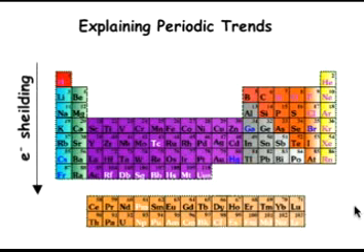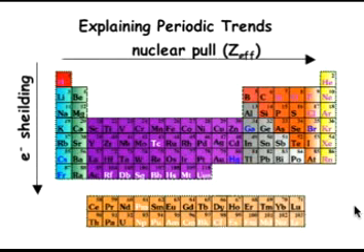One is electron shielding, and electron shielding is something that increases as we go from the top of the periodic table to the bottom. We also have a second type of trend called nuclear pull, or effective nuclear charge, and it's symbolized by this symbol ZEFF, effective nuclear charge. If we have a good understanding of these two concepts, we will be able to explain all of the trends that relate to the periodic table.